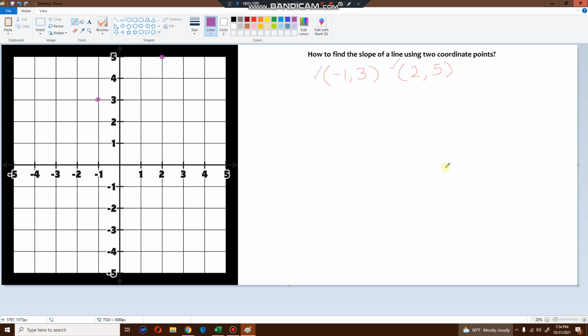I want to find the slope of the line that connects these 2 points. So I'm going to draw a straight line, obviously, connecting these 2 points. And I want to find the slope. What that means is I want to find out how steep this line is in relation to these coordinate points, from here to here.